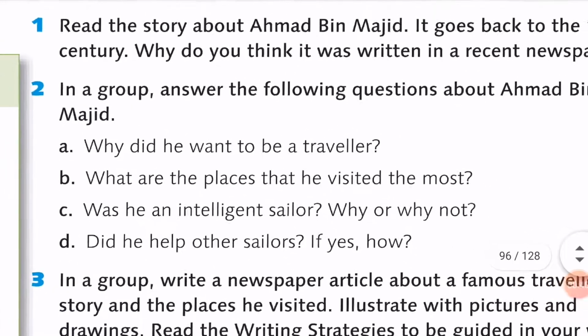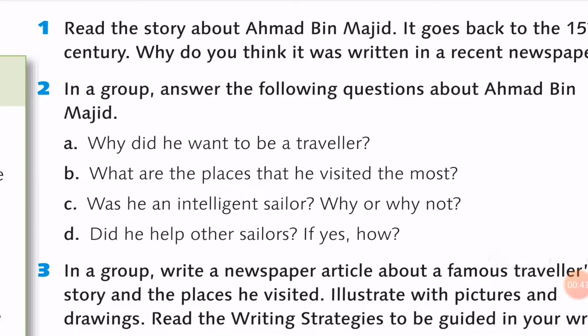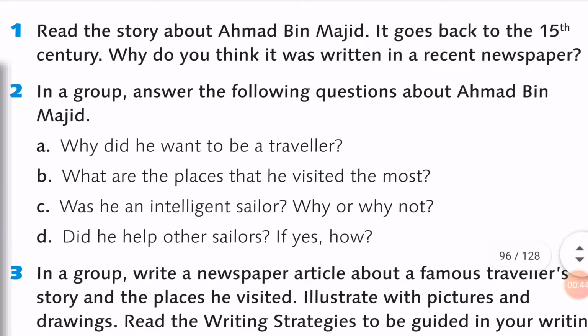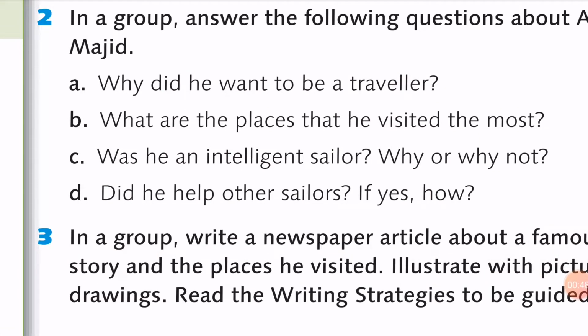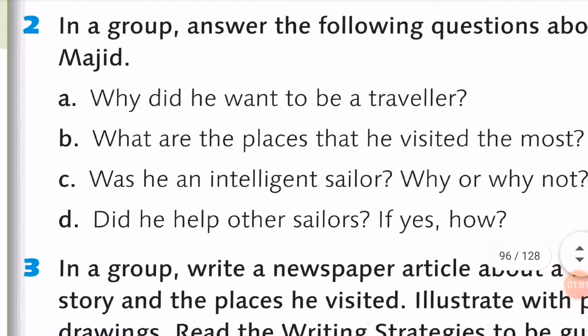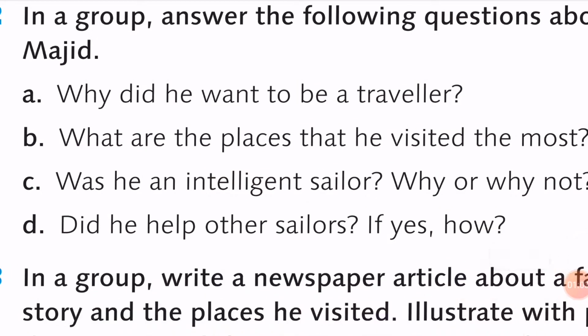Exercise number two. In a group, answer the following questions about Ahmed bin Majid. A. Why did he want to be a traveler? Look at the question here, why. If you ask about why, using why you have to give a reason for this question. And another point here you have to know and write. The question here A is used with simple past tense.